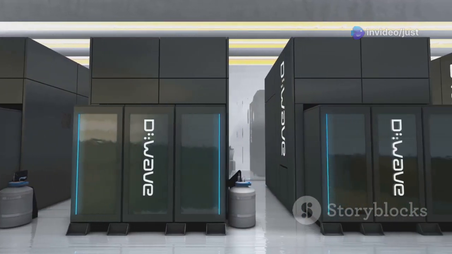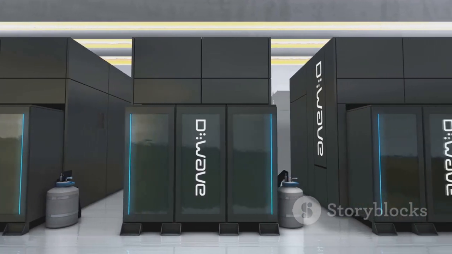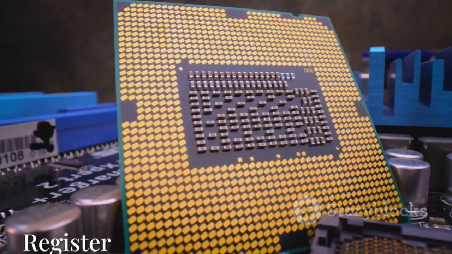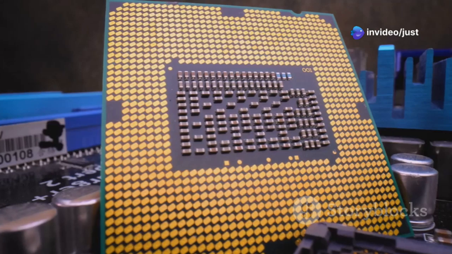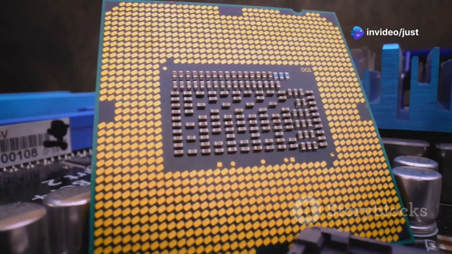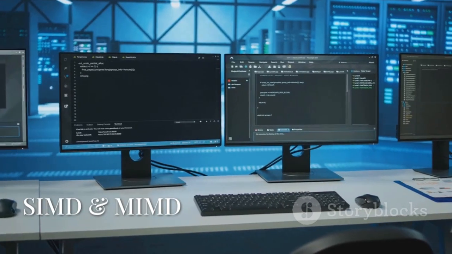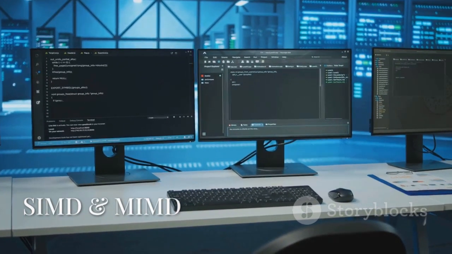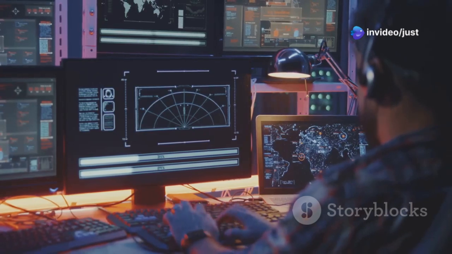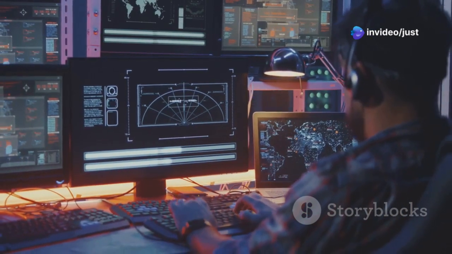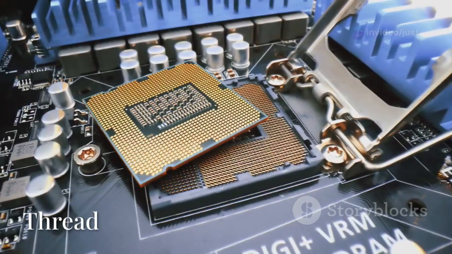Quantum computing is the future. Using qubits instead of bits, it promises exponential performance gains. It's still early days, but exciting. Registers are like the CPU's personal assistants, holding the data and instructions it needs to access super quickly. SIMD and MIMD are all about parallel processing. SIMD handles the same instruction on multiple data points, while MIMD tackles multiple instructions at once.